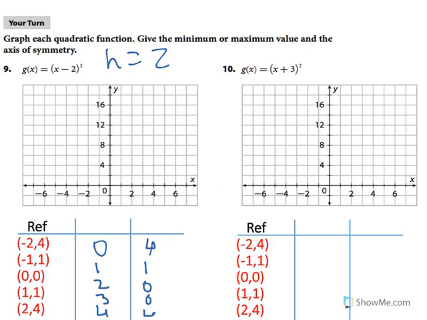Right, so we can graph that. 0, 4 is here. 1, 1, so 1, 1 maybe there. And 2, 0 is here.